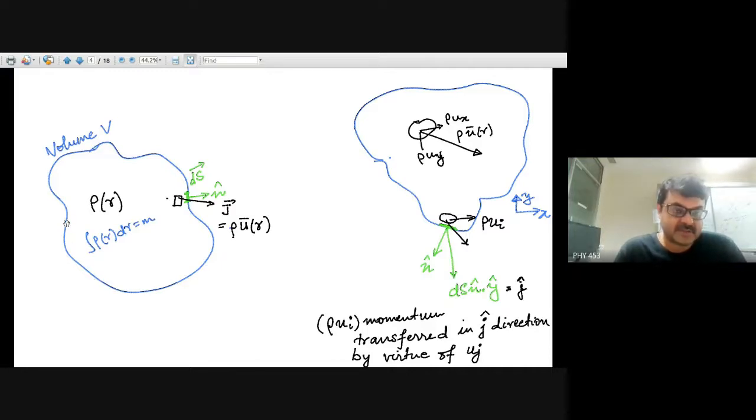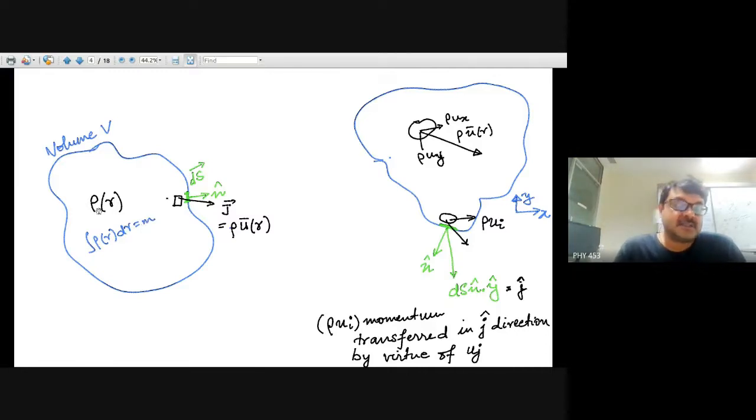Okay, so it's fixed. It's not moving as a function of time at the moment of discussion. And inside that you have a density profile. So you have rho as a function of r, and in general rho can be different at different points in r. And if you integrate rho of r over the entire volume dV, where r is a vector, then you get the total mass, right?